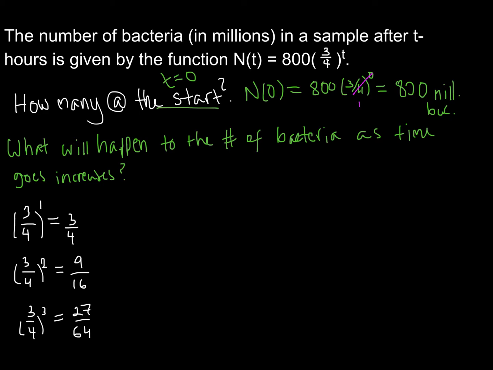So we can see that the value of 3/4 to the t, this part here, is going to be getting smaller and smaller. I mean, just think about it. 3/4, well, that's 75%. 27 divided by 64, 27 isn't even half of 64. And so we can see that already just by changing t from 1 to 3, the value has gone from 3/4 to less than 1/2. So the number of bacteria is going to decrease.